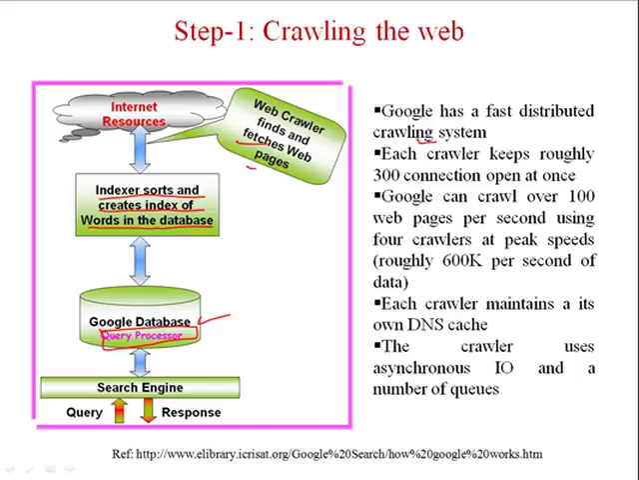Google has a fast distributed crawling system. Each crawler keeps roughly 300 connections open at once. Google can crawl over 100 web pages per second using 4 crawlers, at a peak speed of 600K per second of data. Each crawler maintains its own DNS cache. The crawler uses asynchronous input-output and a number of queues.